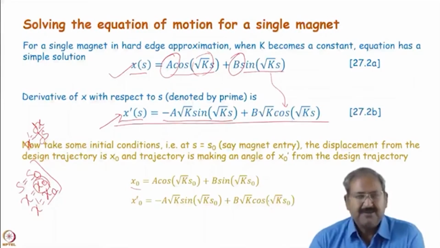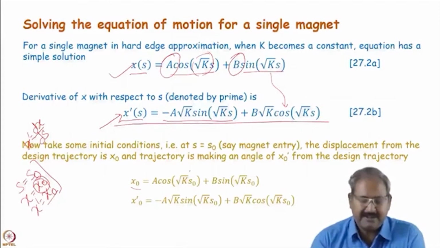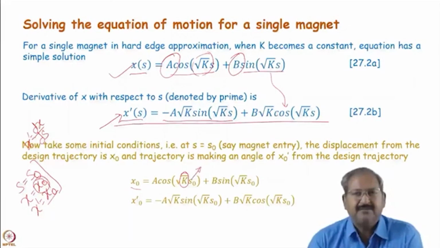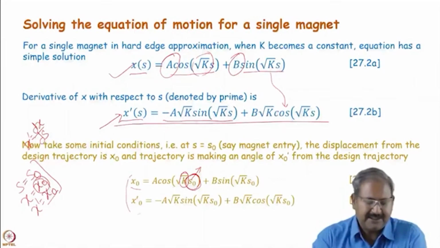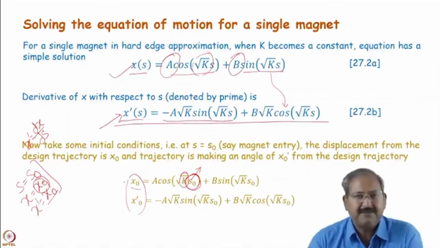Here, because we are solving the equation of motion in a given magnet, √K is known to us. s0 is the initial point of the magnet, from where our particle will trace out its path inside the magnet. So this is the starting point of the particle trajectory in the magnet. x0 and x0 prime are the initial conditions which we know.